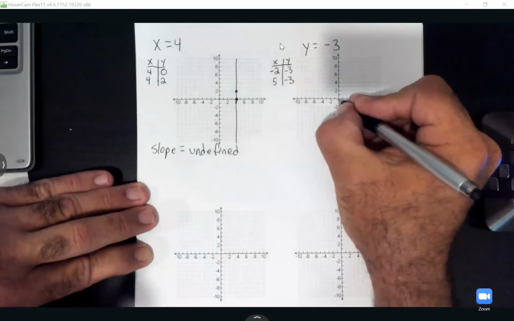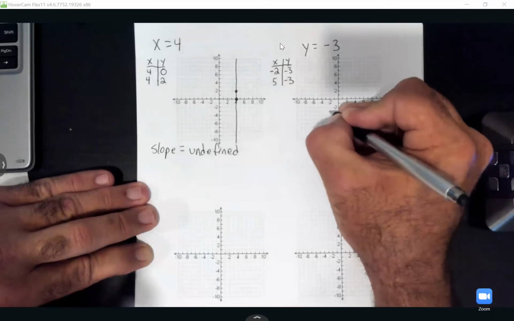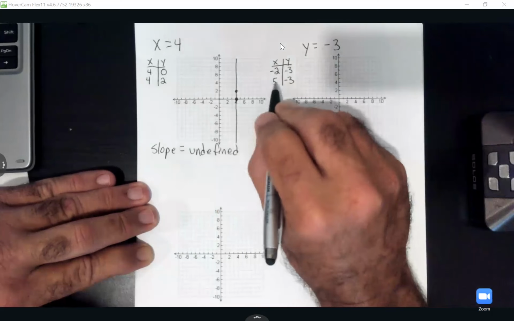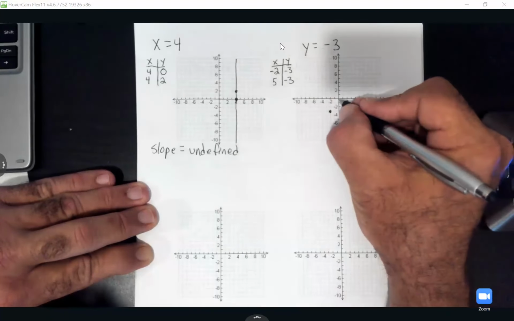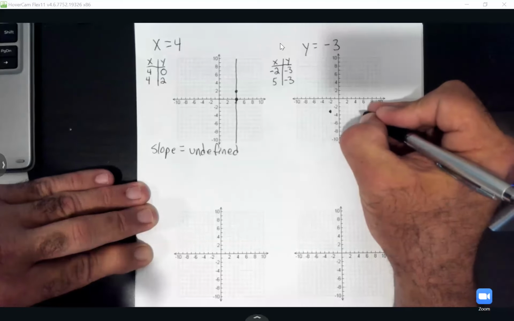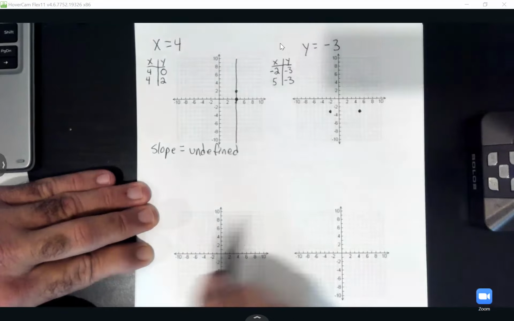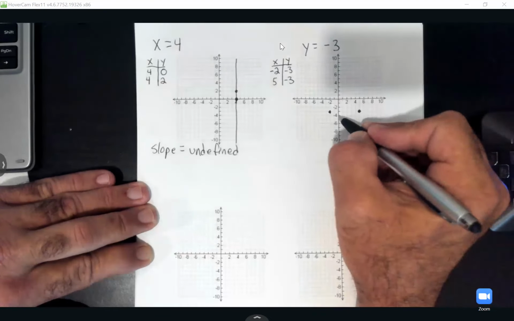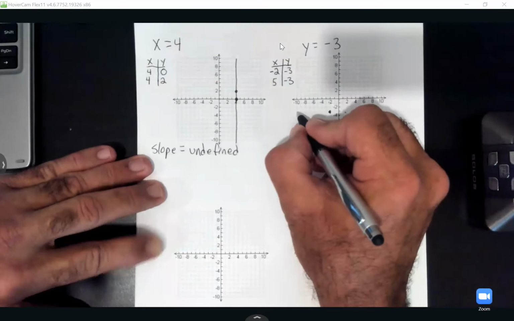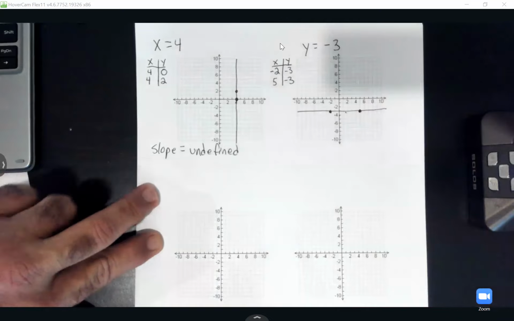So -2 will go left 2 and down 3. So 1, 2, 3. So my first point, -2, down 3. My second point will be 5, -3. So I'm going to go right 5 and down 3. So my second point would be right there. No matter what point, 0, -3, 1, -3, it don't matter. If the y values are -3, this line will go straight across.